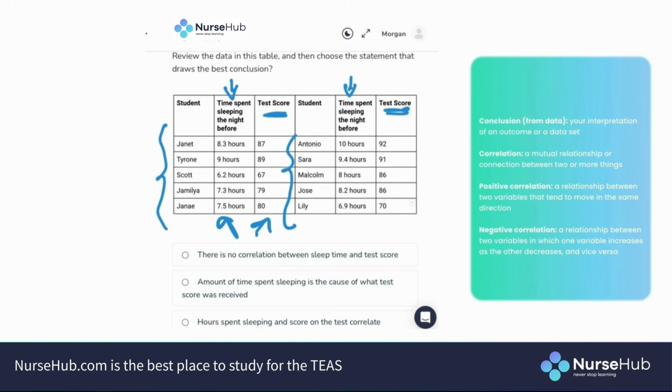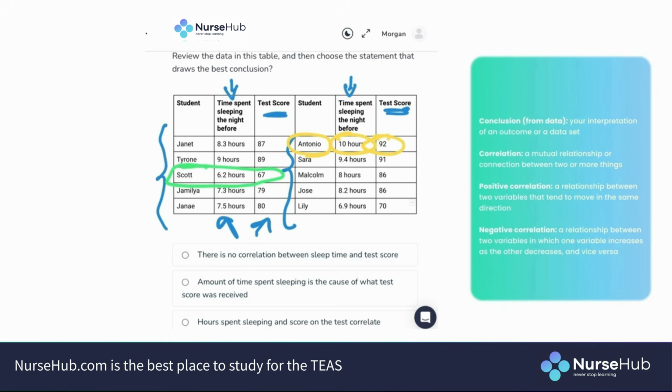So who slept the most? Antonio, right? Antonio slept 10 hours and got a 92. All right. Who slept the least? That looks like Scott, 6.2 hours, and he got a 67. All right. So I can see 67 is pretty far below a 92. Maybe the more you sleep, the better your test score, right? Let me check a couple more just to see how that conclusion sits with me.